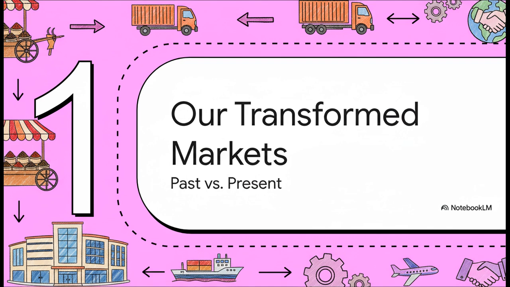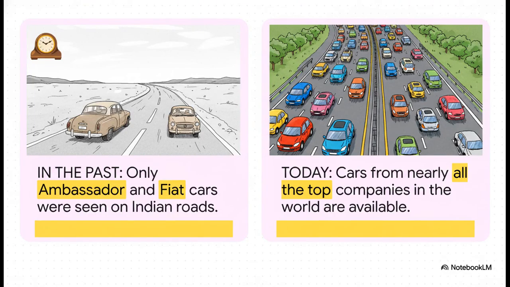To understand foreign trade, let's start with something we can all see around us. Our markets, and even the things we buy, have changed dramatically over the last few years. If you ask your parents or maybe your grandparents, they will tell you about a time, not too long ago, when there were mainly only two types of cars on Indian roads, the Ambassador and the Fiat. But just look around you today. It's a completely different story, isn't it? We have cars from almost every major company in the world.